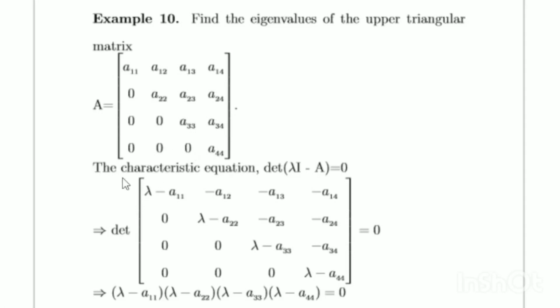So first of all, you have to find the characteristic equation, that is determinant of lambda I minus A equal to 0. After applying this determinant, you can see that its eigenvalues are the diagonal elements themselves. Lambda 1 is A11, and the other values are A22, A33, A44. So precisely the diagonal entries are the eigenvalues of any triangular matrix. The diagonal elements will give you its eigenvalues.